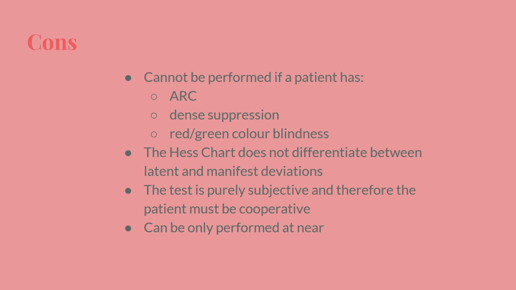The Hess chart cannot be performed if the patient has abnormal retinal correspondence, as it is based on the principle of foveal projection. The patient must have normal retinal correspondence, otherwise it will give inaccurate measurements as the subjective angle is recorded, not the objective angle. Additionally, it cannot be performed if the patient has dense suppression, as the patient will not be able to simultaneously perceive the red and green lights, as they will suppress one, therefore making them unable to be superimposed. Also, if the patient has profound red-green colour blindness, it is not recommended to complete the Hess chart.